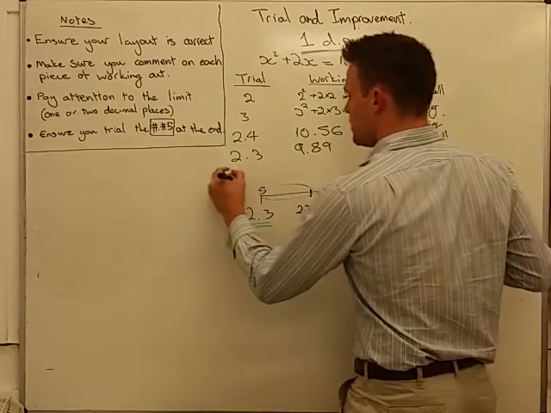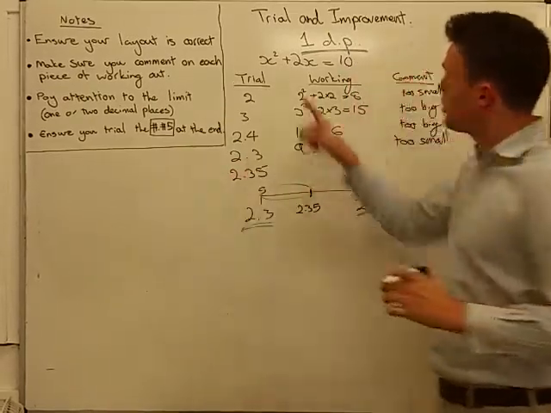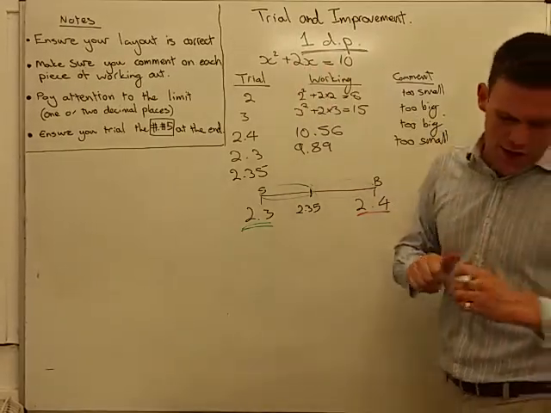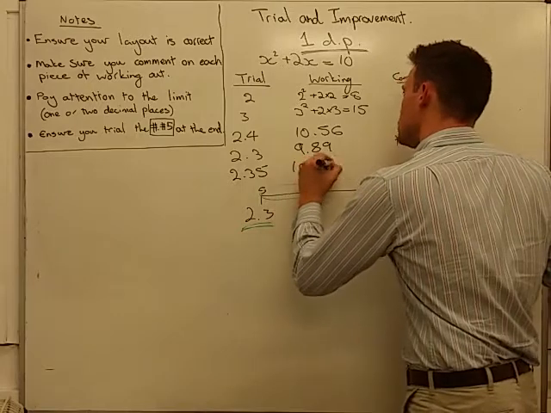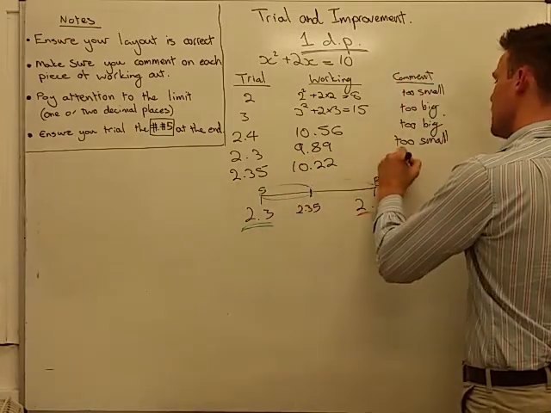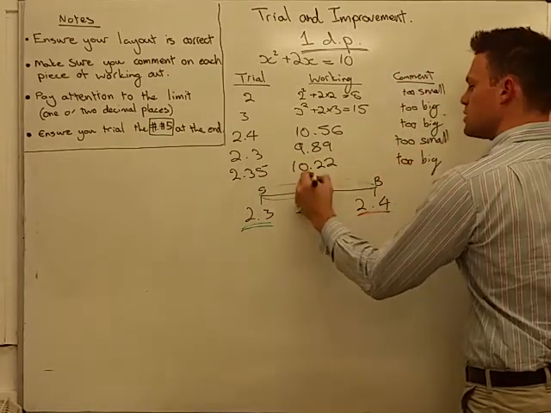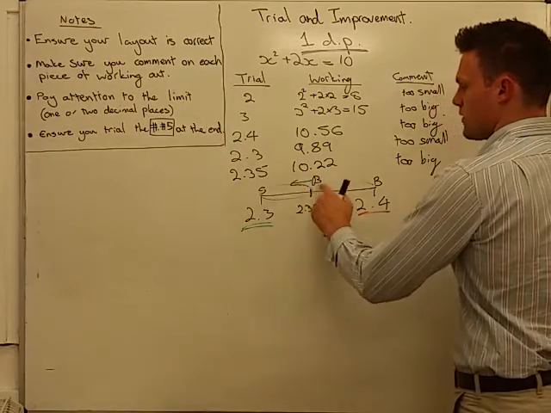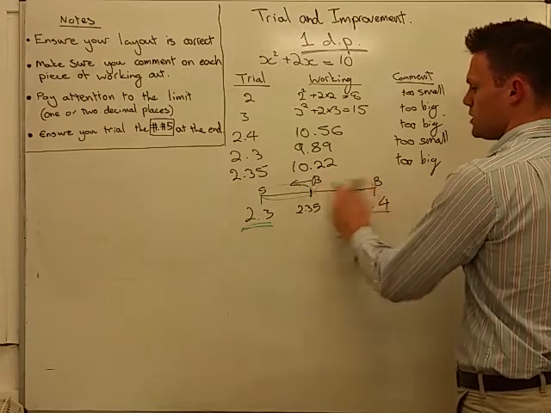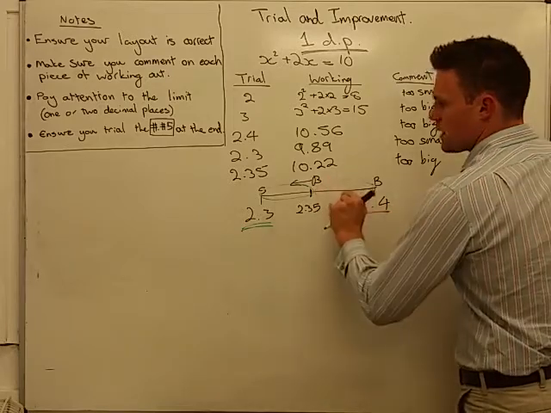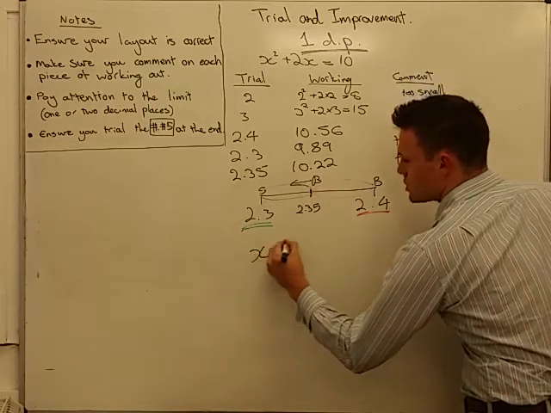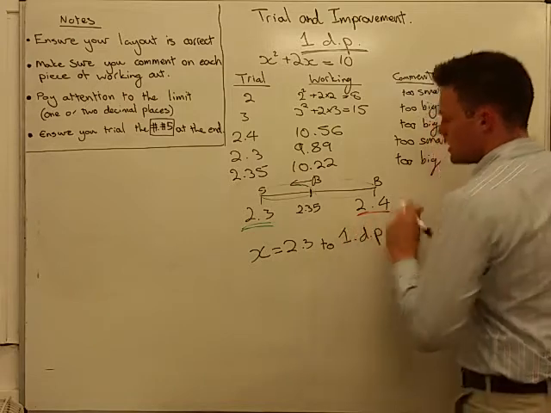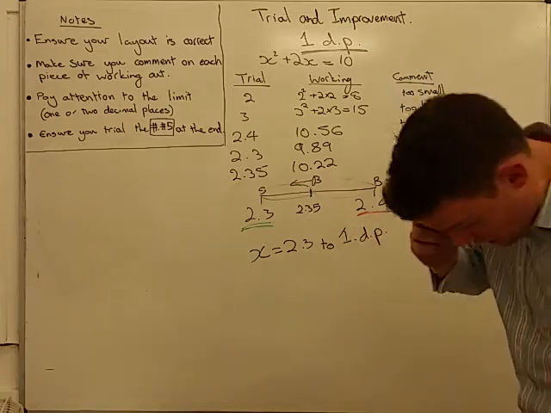If I trial this middle bit, 2.35, so I do 2.35 squared plus 2 times 2.35, I end up with 10.22. 10.22 is too big, which means it sits on this side here. It must do, because if that's too big, then any number here will be too big, it must be on that side. So therefore x equals 2.3 to 1 decimal place. A quick mention on the marks here.